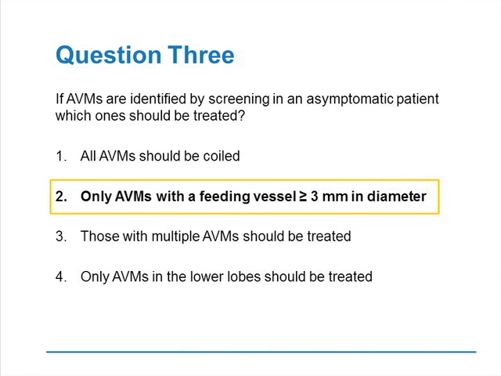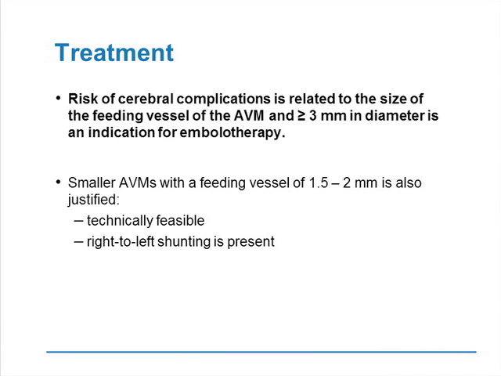And the answer is any AVM with a feeding vessel more than or equal to 3 millimeters in diameter should be treated, because clearly the risk of stroke or untoward brain consequences has been primarily seen in patients who have a feeding vessel more than or equal to 3 millimeters in diameter, and your thoracic radiologist should be able to easily assess for this. So the risk of cerebral complications is related to the size of the feeding vessel of the AVM, and more than or equal to 3 millimeters in diameter is an indication for embolotherapy.